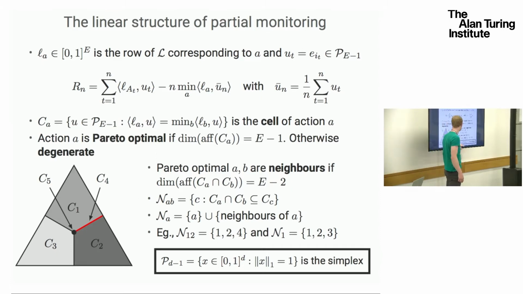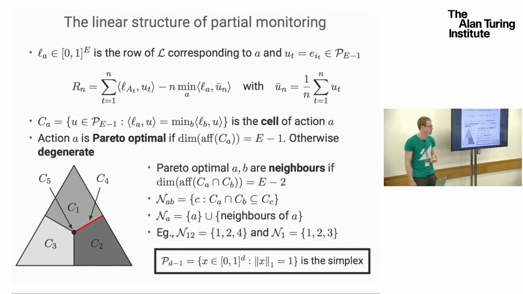This PD minus 1 is the simplex, and we ask when is an action the optimal action. Sometimes there can be multiple. So C_A is the set of choices of the adversary playing on average where action A is optimal. Right? So this is the set of the U's where my inner product with action A is as good as all of the others. It's equal to the minimum. Okay, so this is called the cell decomposition, and it forms a polytope of the simplex.